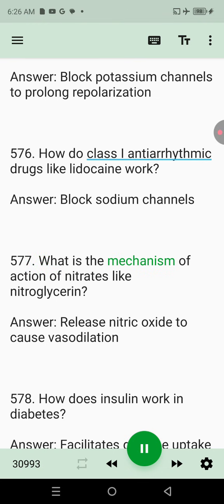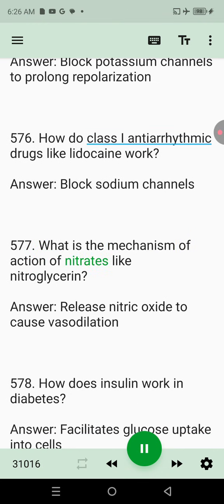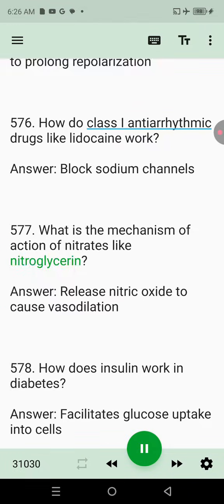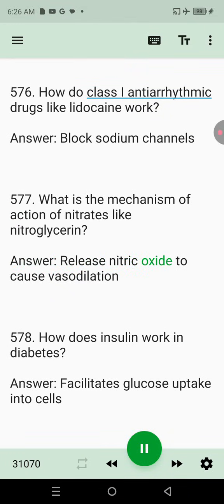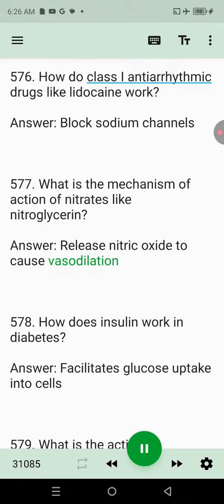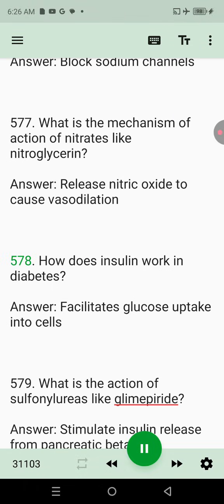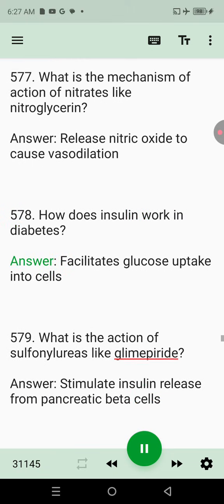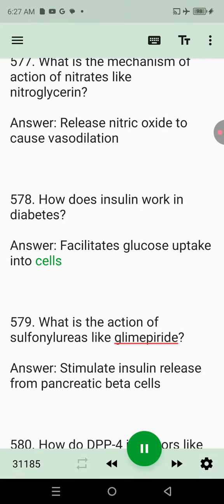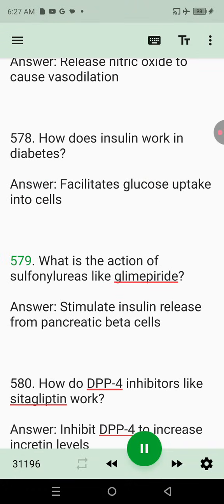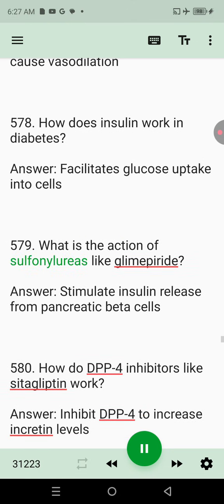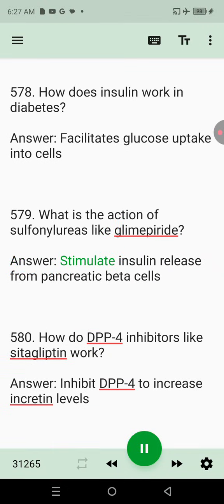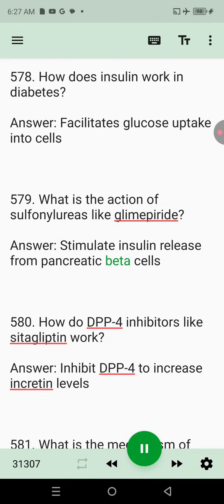577. What is the mechanism of action of nitrates like nitroglycerin? Answer. Release nitric oxide to cause vasodilation. 578. How does insulin work in diabetes? Answer. Facilitates glucose uptake into cells. 579. What is the action of sulfonylureas like glimepiride? Answer. Stimulate insulin release from pancreatic beta cells.